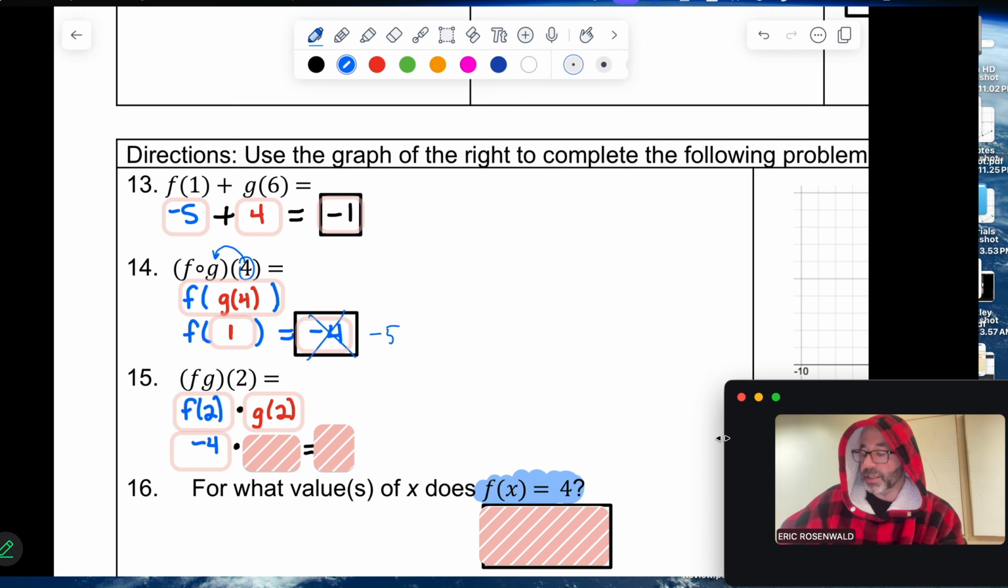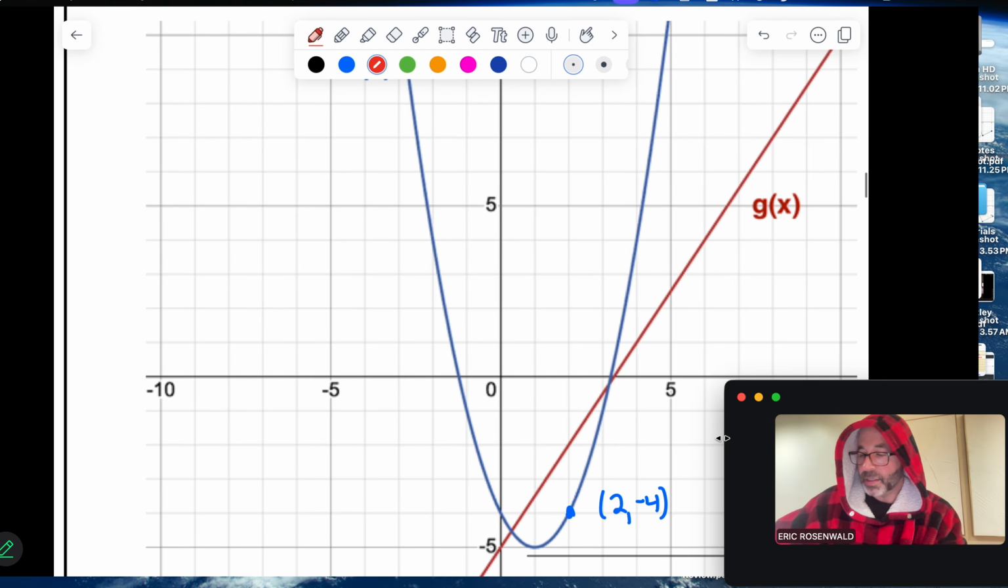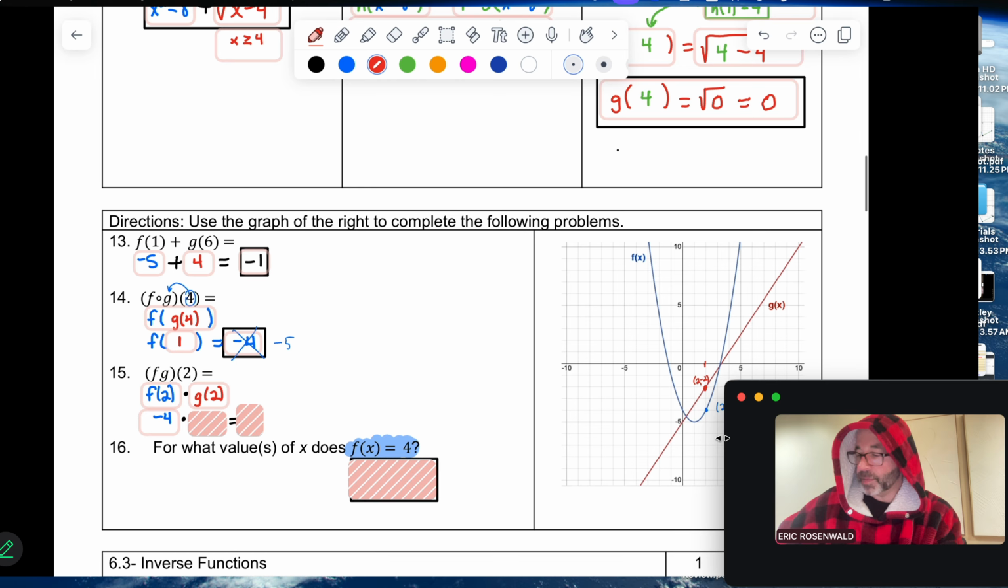Now we're going to do g of 2. That g of 2 is going to be over here. So let's go to 2, and it's going to be right here on my graph is where it's equal. And that coordinate is (2, -2). And so we're going to go ahead and put a -2 there. And then we just multiply them, we get an 8.